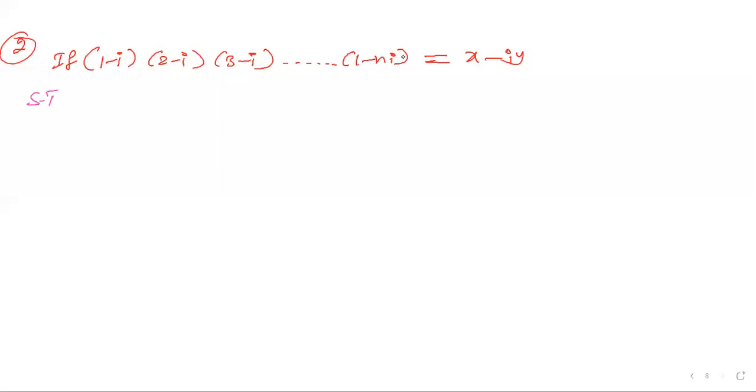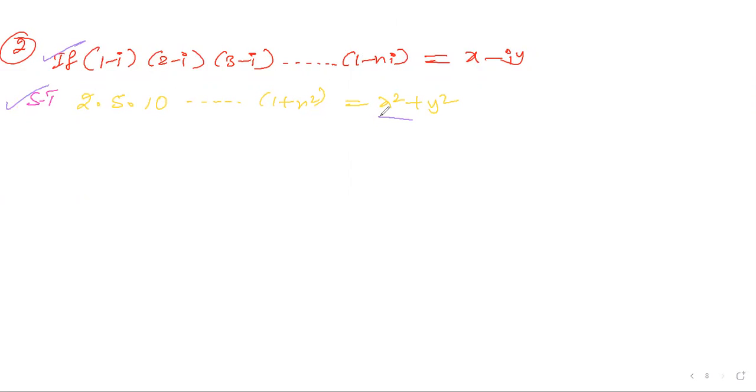We need to show that 2 into 5 into 10 into up to (1 plus n square) is equal to x square plus y square. This is what they're asking. So the condition they mentioned, they need to show like this.